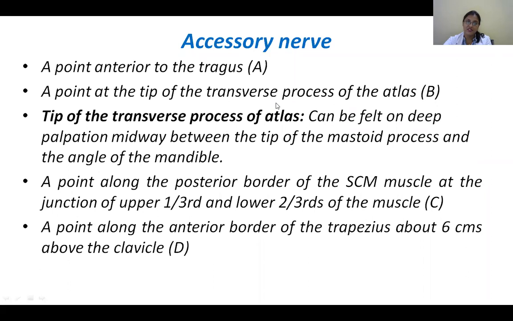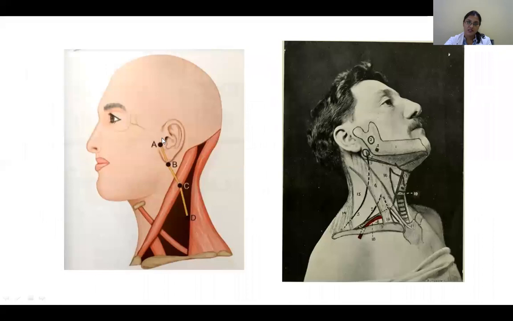Then coming to the accessory nerve. The accessory nerve here, tragus. So I told you this is your tragus. Then point at the tip of the transverse process of atlas. So this is that. Okay, 4 points are marked.